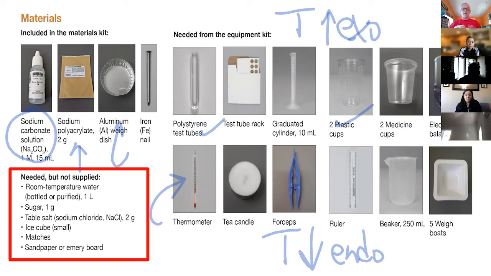So weigh boats, beaker, we need to find all this stuff. Then what you'll need is just a little bit of sugar, not nearly as much as last week. A little bit of table salt, ice cube, have some filtered water around, and some matches because we're going to play with fire this week.